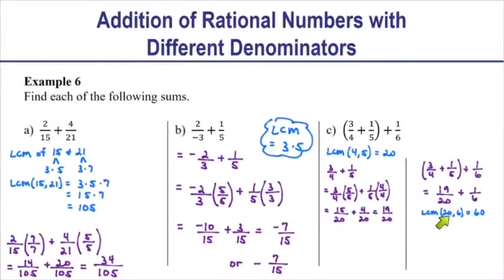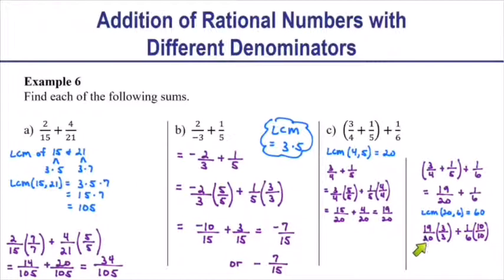Okay, so we know now that we need to convert both of these fractions so that they have denominators of 60. So in order to change this 20 to a 60, I'll have to multiply by 3. And in order to change this 6 to a 60, I'll have to multiply by 10. So this fraction gets multiplied by 3 over 3. This one gets multiplied by 10 over 10, because remember, if you change the number of pieces it takes to make a whole, you also are going to have to change your number of pieces that you have.